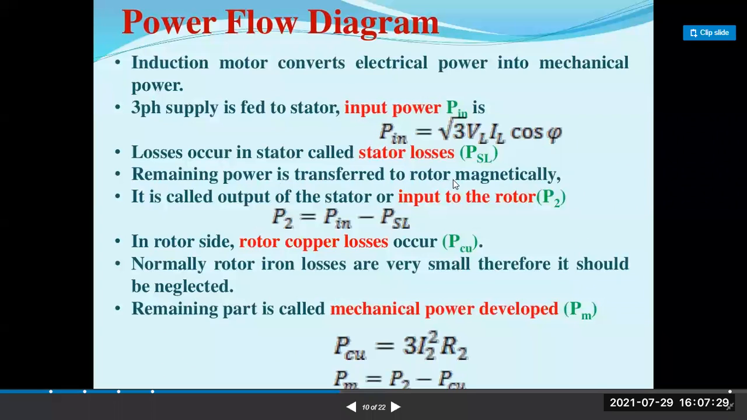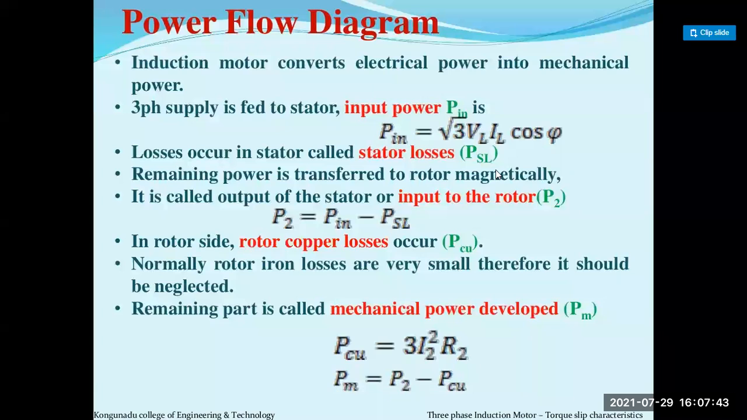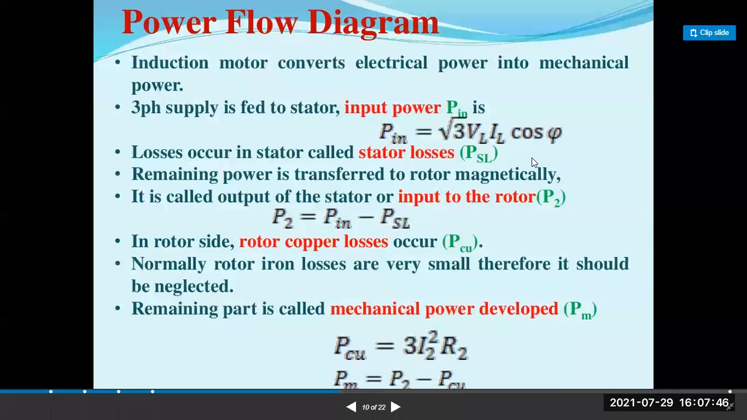Now the remaining part is transferred to the rotor magnetically, not electrically. That means due to Faraday's law of electromagnetic induction. This is magnetically coupled. Induction machine is also known as a magnetically coupled machine, because of Faraday's law of electromagnetic induction. So from here, when you subtract the stator loss from the input, the remaining power will be transferred to the rotor.